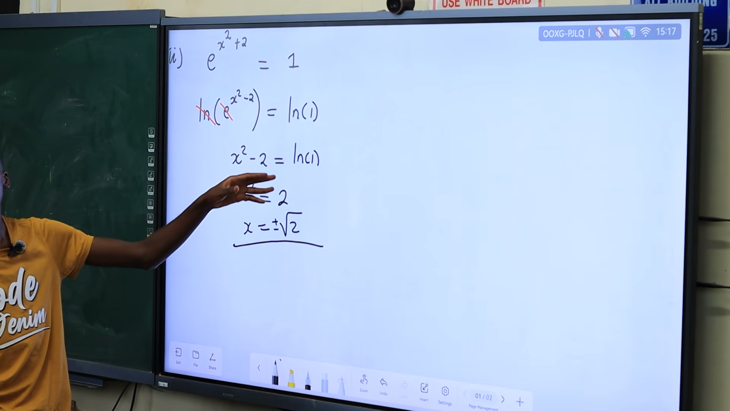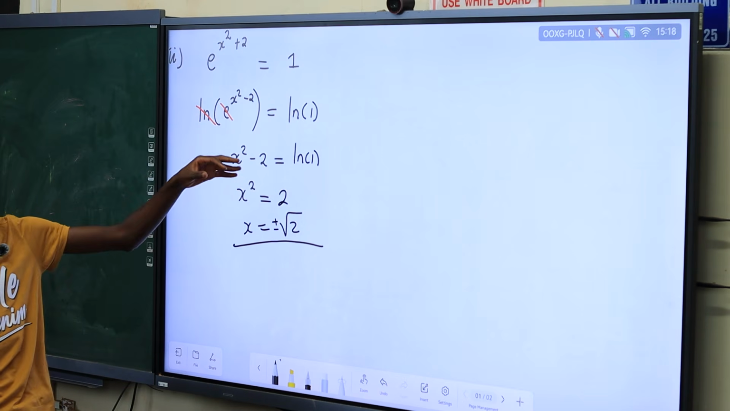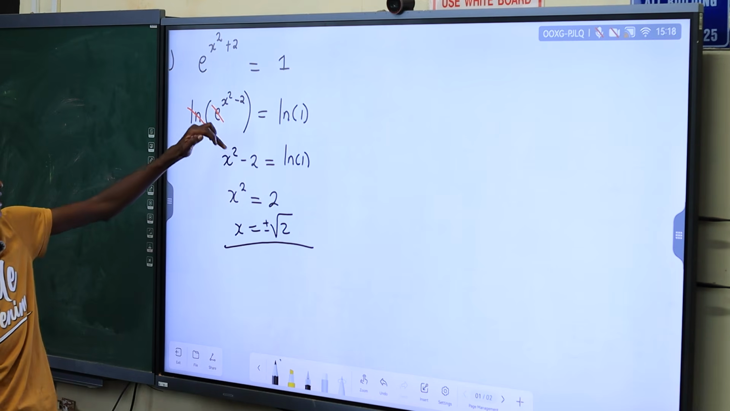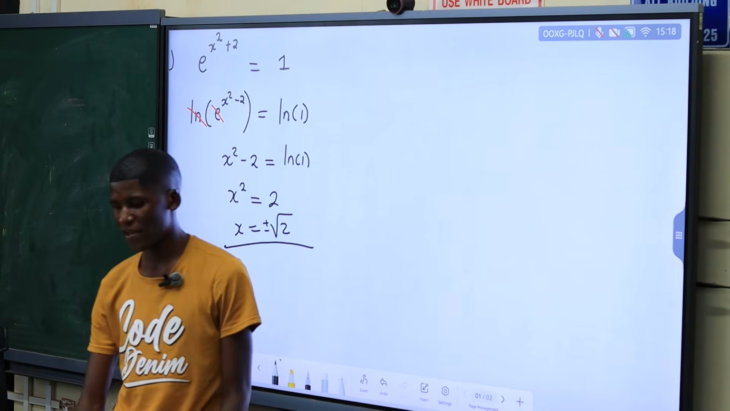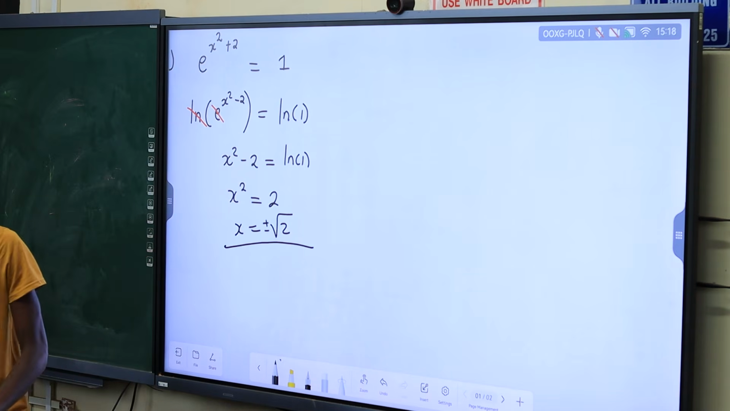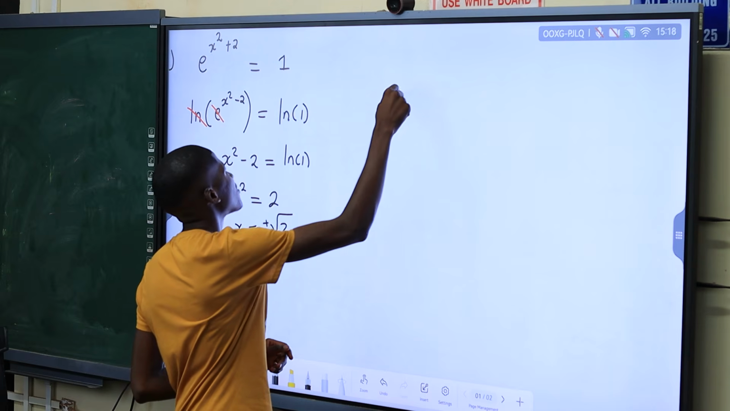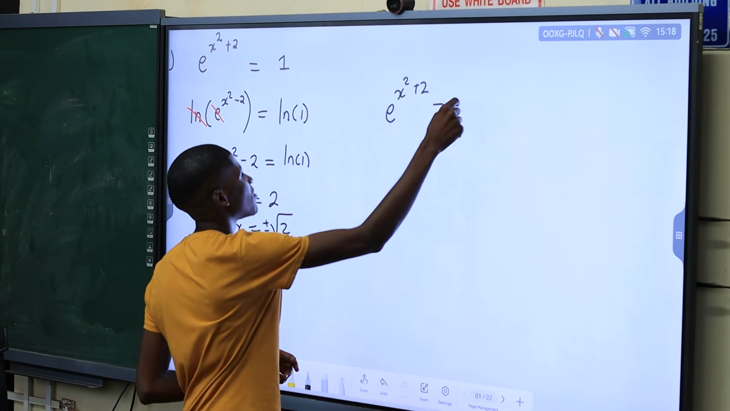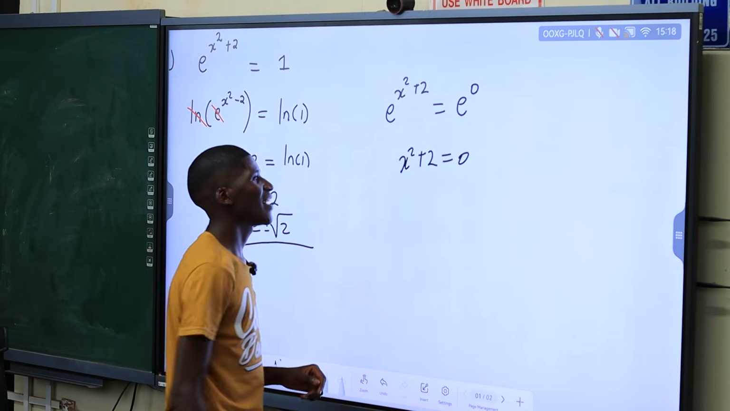Ln of 1 is 0. So when you transpose the 2 to the other side, it becomes positive 2. I just made it negative so that we don't get a math error. You changed 1 to e to the exponent 0, so you had x squared plus 2 is equal to e to the exponent 0, and then you said x squared plus 2 is equal to 0. Yes, that is also correct.